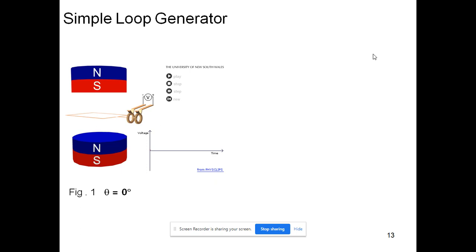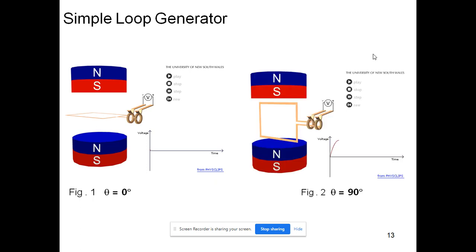This is the simple loop generator. Here, at theta equal to 0 degrees, the rectangular coil is at 0 degrees, so there will be no EMF induced. When it rotates, it cuts the magnetic flux. Maximum flux is cut by the conductor, so a maximum voltage is induced.